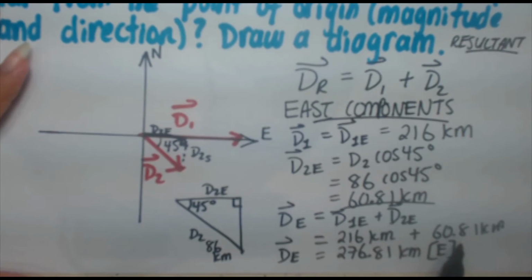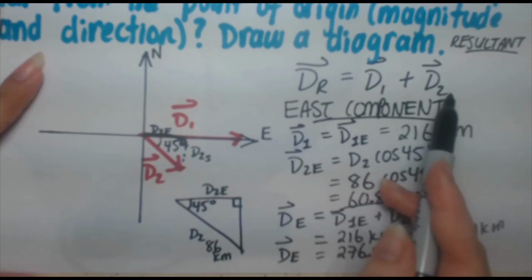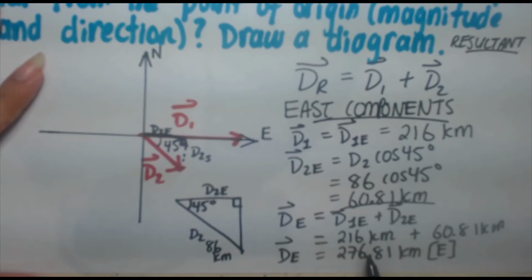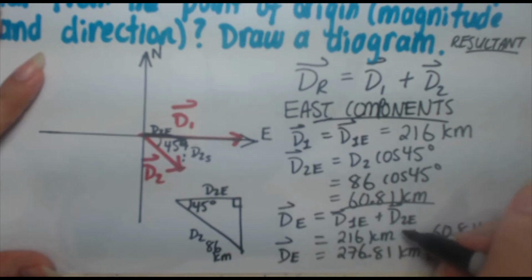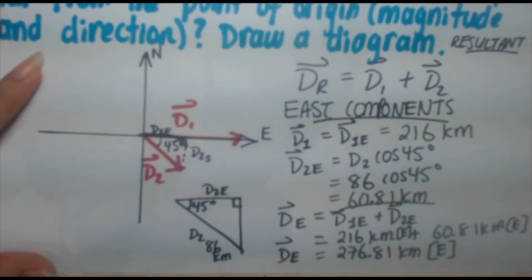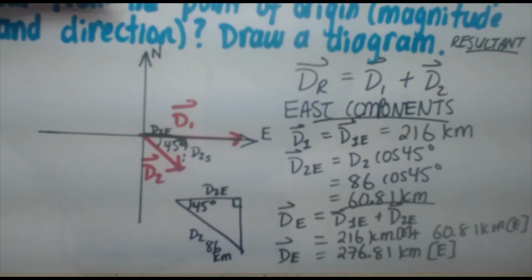Again, realize that the only reason we were even able to add them like that is because they were both in the same direction. You could not have done that in this step because they're in opposite, different directions. But here they're both going east. Okay, so if you actually write that in there, it's better to keep it consistent. So displacement in the east direction, 276.81 kilometers. Okay, so now we have to work with the south direction. So let's do that next.